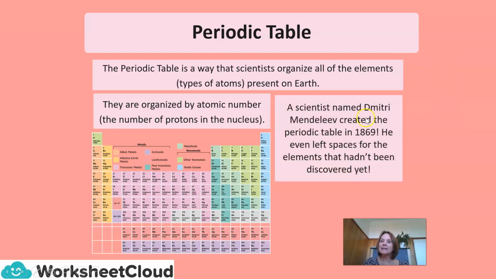A scientist named Dmitri Mendeleev created the periodic table in 1869. He even left space for the elements that haven't even been discovered yet. How clever is that? Clever man.